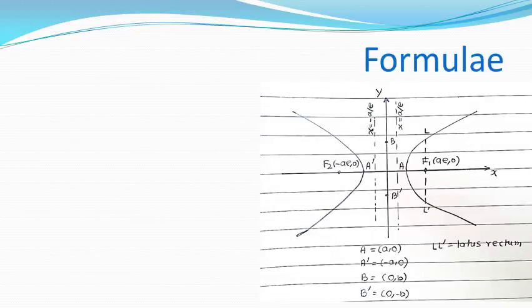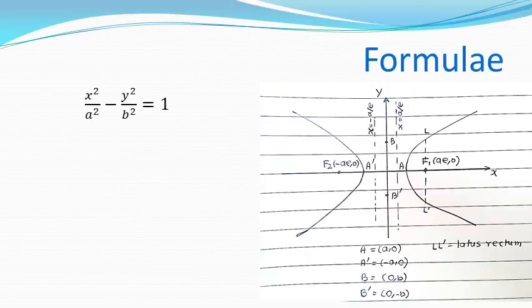So the diagram of the hyperbola looks like this, and we can see that it has two branches. The points F1 and F2 are the two foci of the hyperbola, and the two dotted vertical lines represent the directrices. The line segment LL dash is a latus rectum.